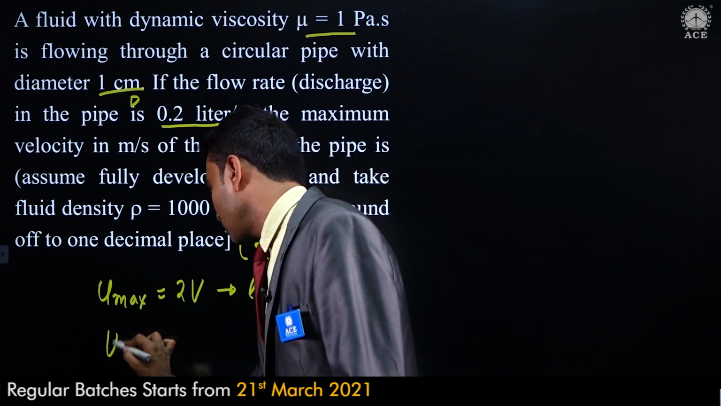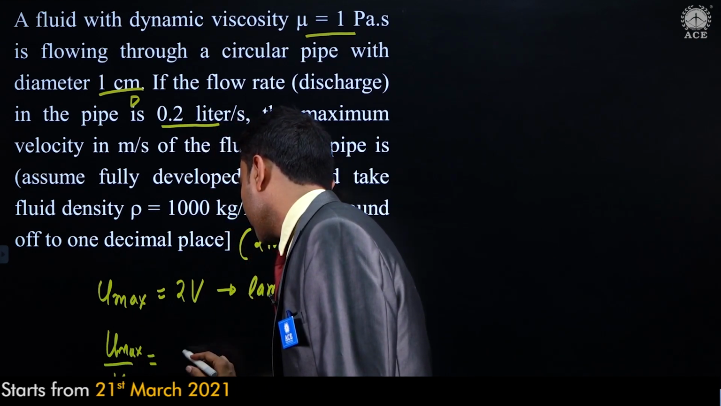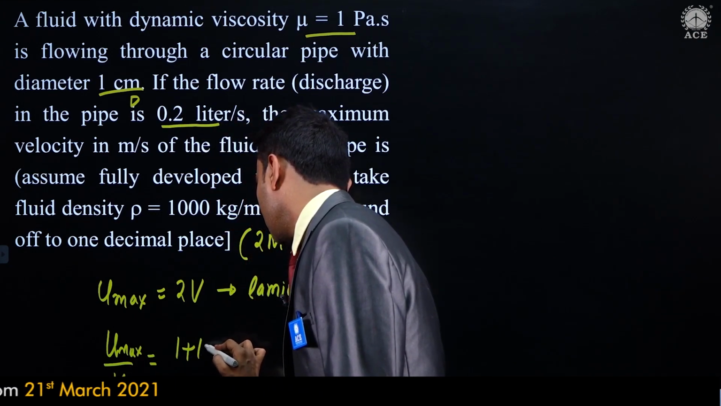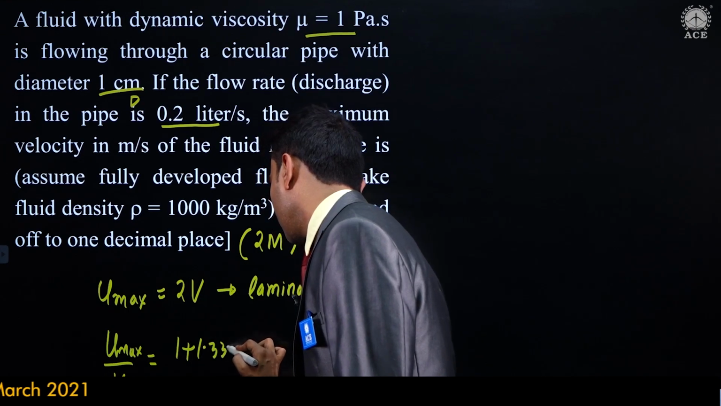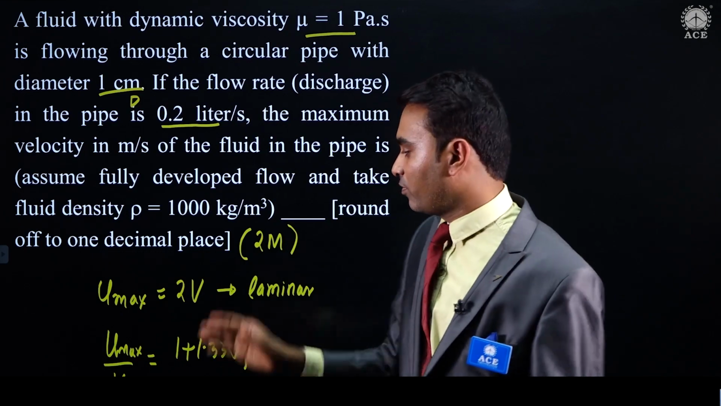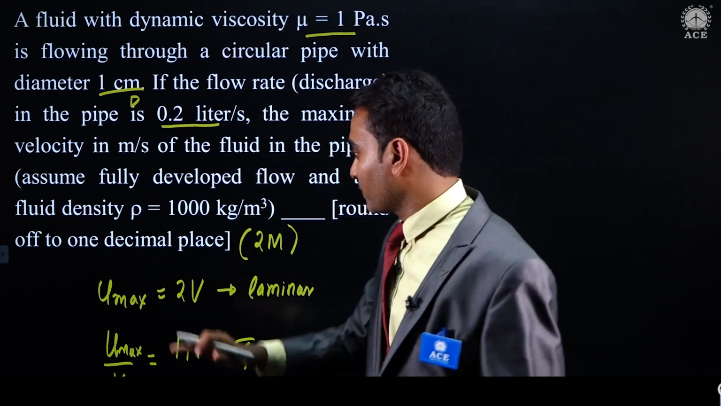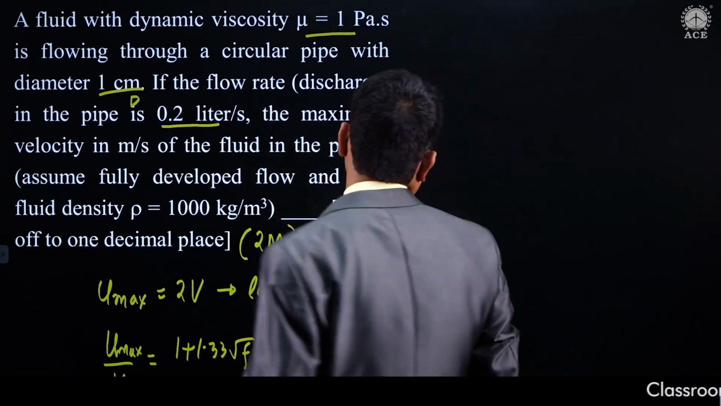For turbulent flow, U max divided by V will be 1.1 plus 1.33 into square root of friction factor. Now this friction factor is not given here. So from there you have to judge that this question is for laminar flow. But anyway, we can check here for Reynolds number also.